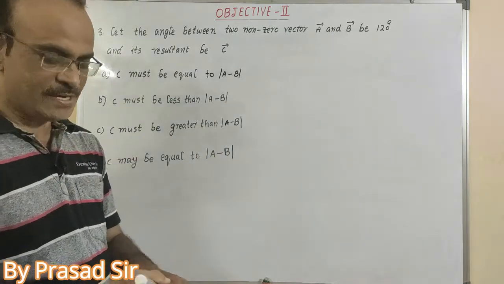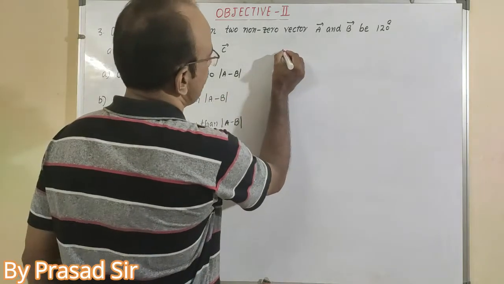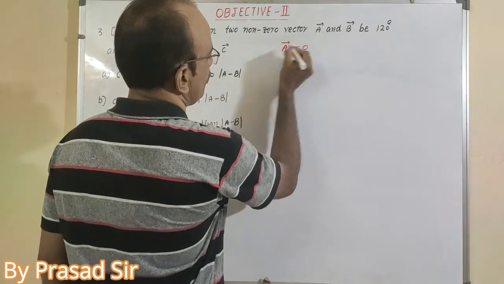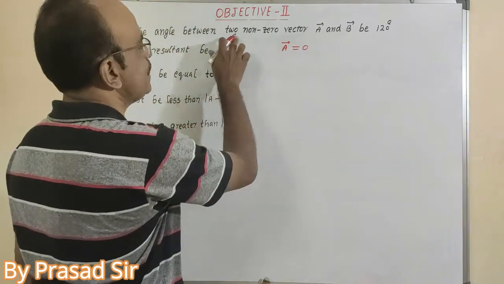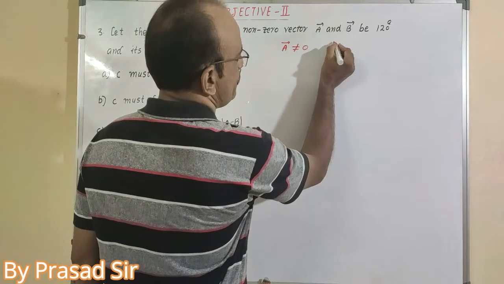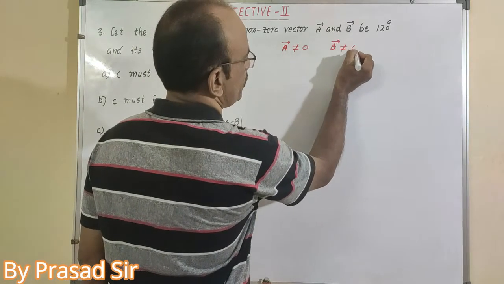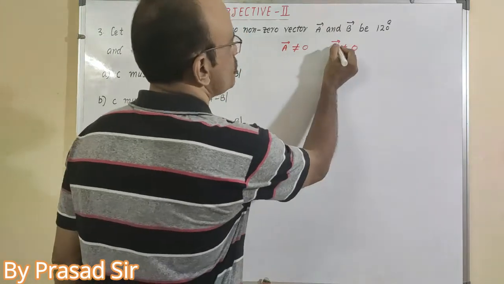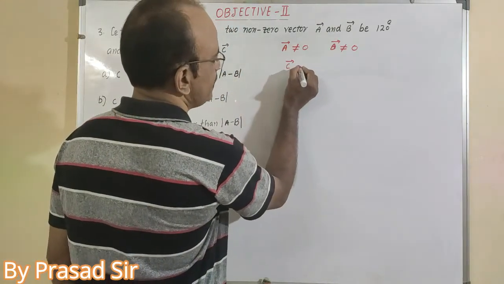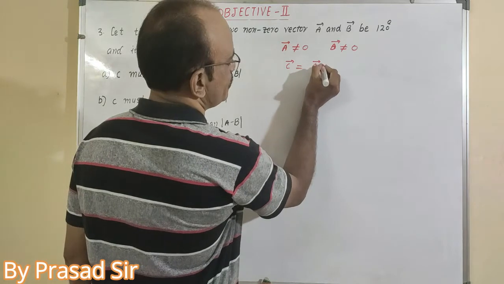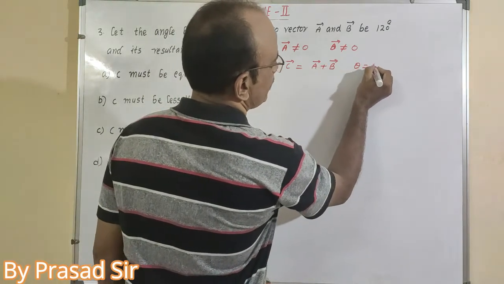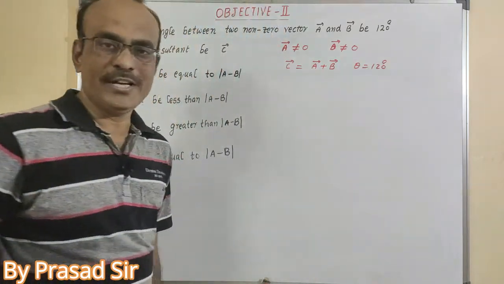To answer this one, first of all, what is given here? A vector not equal to 0, that means the angle is between two non-zero vectors, and B vector is also not equal to 0. Why? Because they are two non-zero vectors. Now, here the resultant is given: C vector is equal to A vector plus B vector. And theta is equal to 120 degrees.